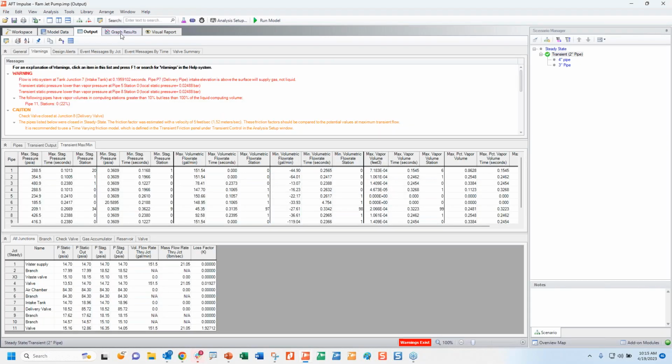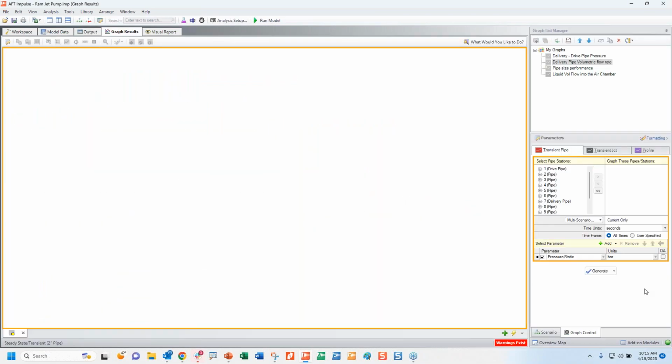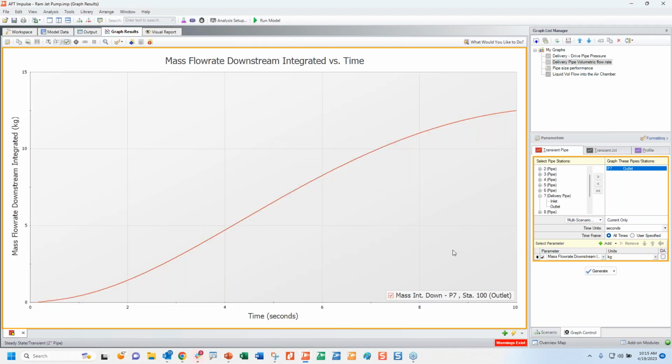So now we go to the graph results. And what do I want to see? I want to see the delivery pipe, the outlet. We want to see the integrated downstream. We say generate. And here's the scenario for 2-inch.